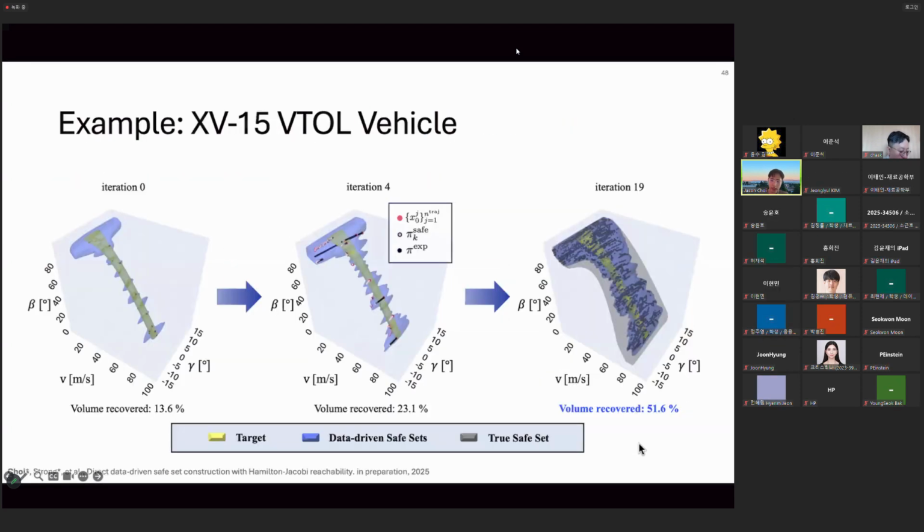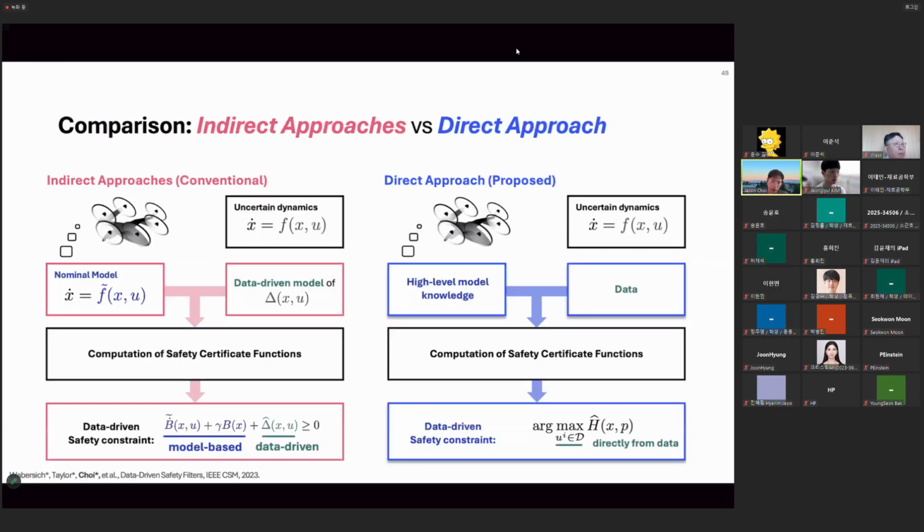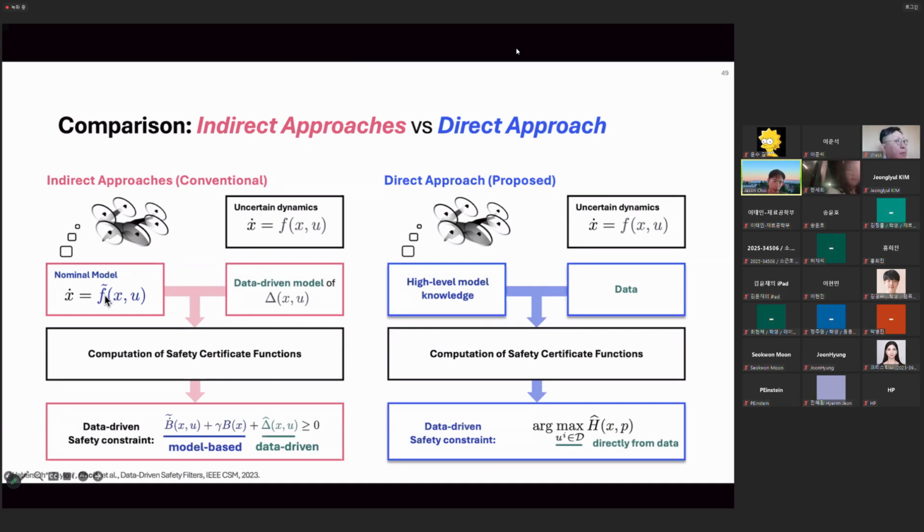I want to finally conclude with a comparison to existing work, and why this new work is a little bit better in terms of generalizability. An alternative approach, on the left, is that given these uncertain dynamics, we can first come up with the best approximate model of these dynamics. But then there's a gap between our nominal model and the underlying true dynamics. If we don't address that gap, it can break down our safety guarantee.